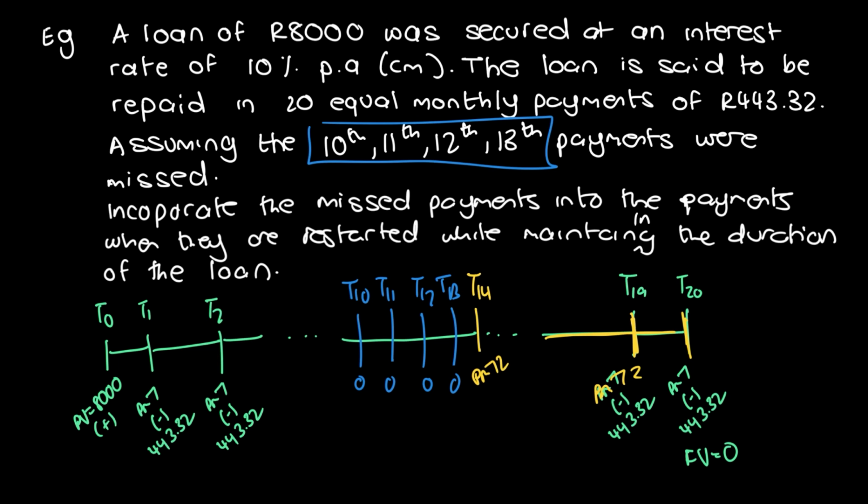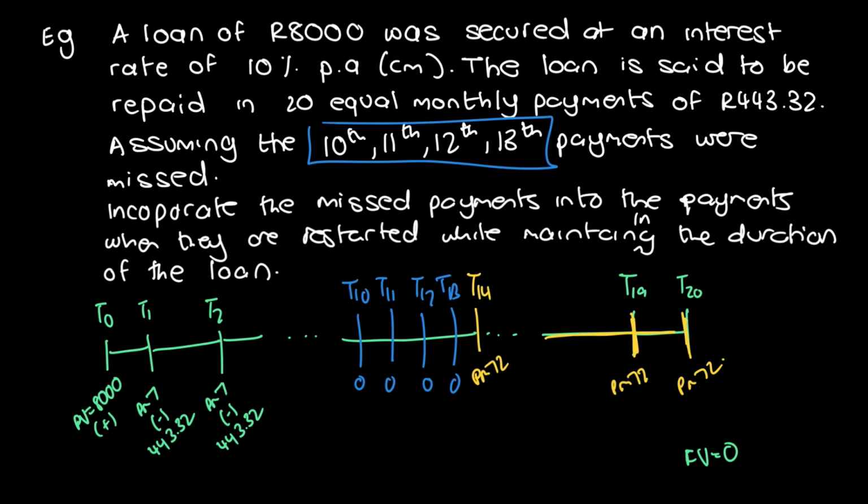And I'm just going to neaten this up a bit. There we go. PMT2, PMT2. So we're going to have new monthly payments occurring there.